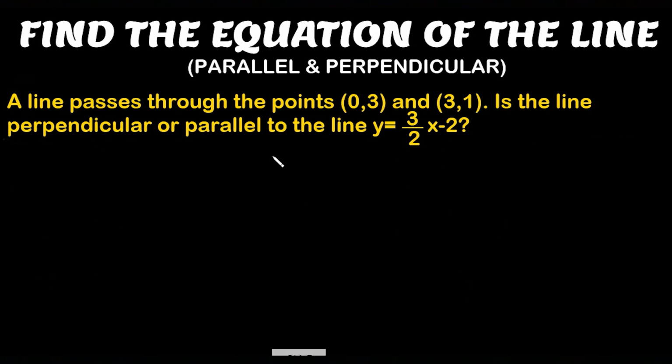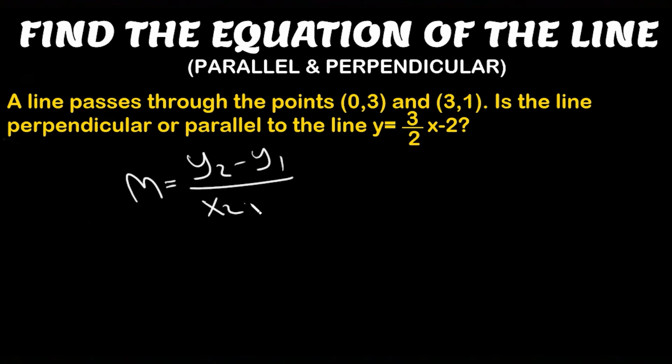So again, in order to do this problem, you have to know the following. You have to know the formula for the slope between 2 points, and that is going to be m equal to y2 minus y1 all over x2 minus x1. And we have 2 points here. This will be x1, y1. This will be x2, y2. Right? And now we can go ahead and plug it in.